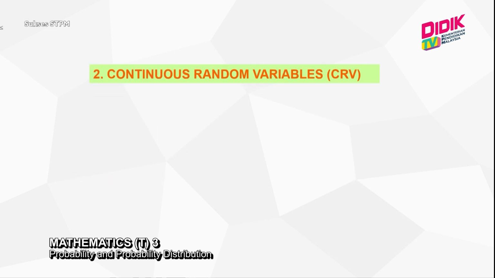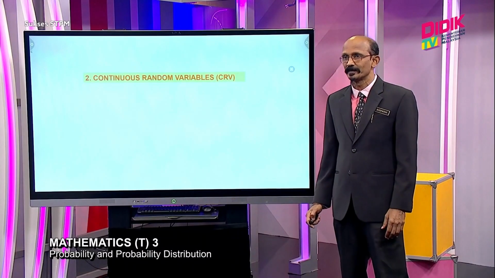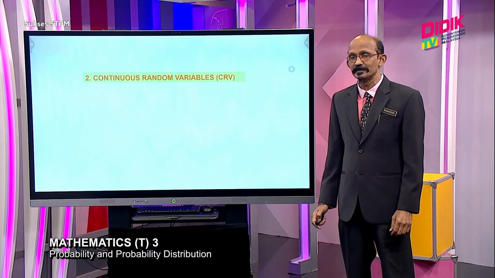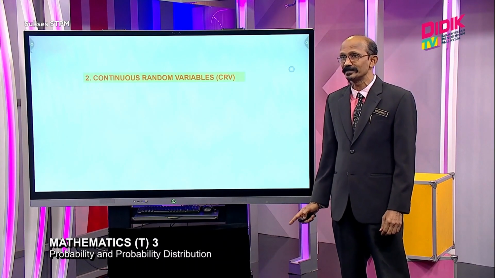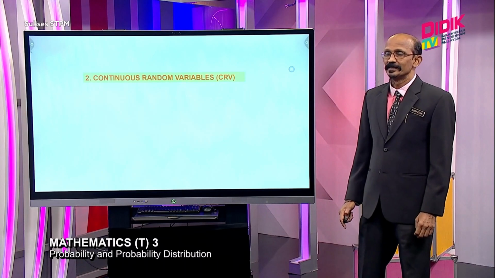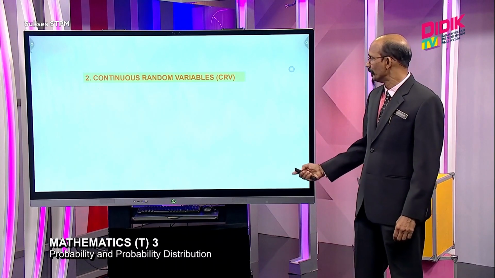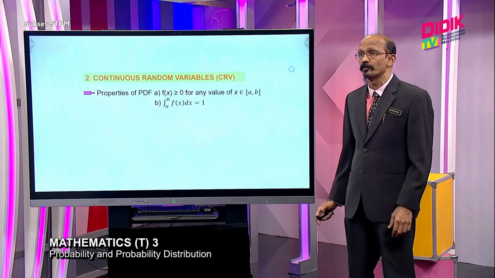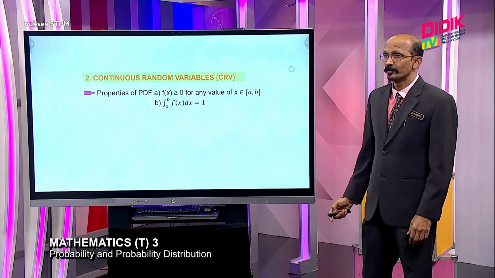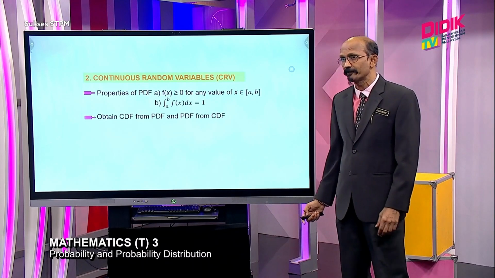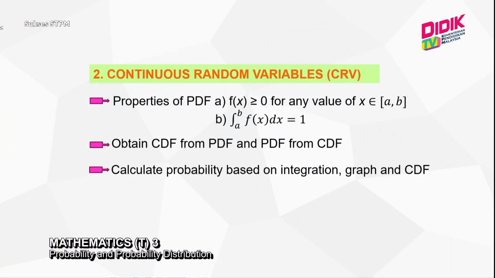The next part of the chapter is continuous random variable, CRV. For this, Sean, if your integration, which you studied in second semester, is very poor, then you cannot answer questions in this part. This basically involves integration, the calculus you studied in sem 2. First of all, you need to know the 2 properties of CRV. And then you should be able to obtain CDF from PDF and PDF from CDF, and then calculate probability based on integration of PDF.